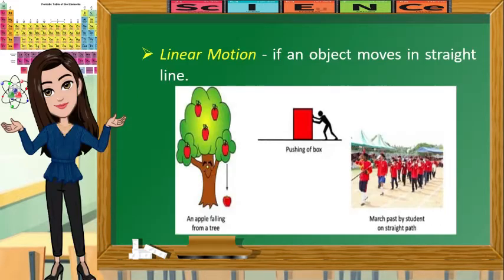Next is linear motion. If an object moves in a straight line, for example, an apple falling from a tree. The second example is pushing a box, and the third example is a march past by students on a straight path.